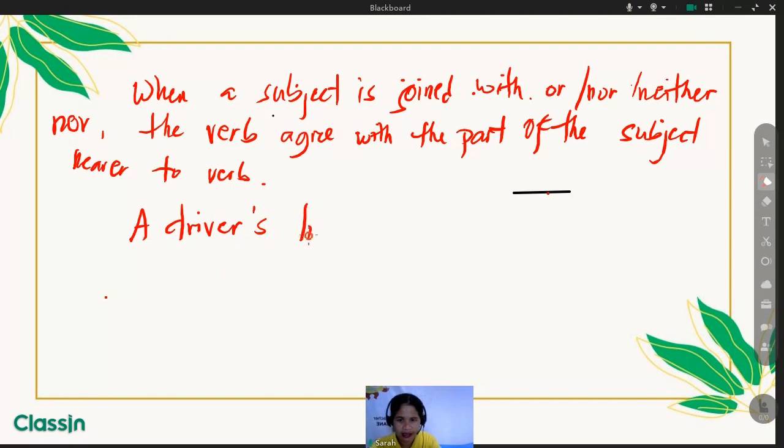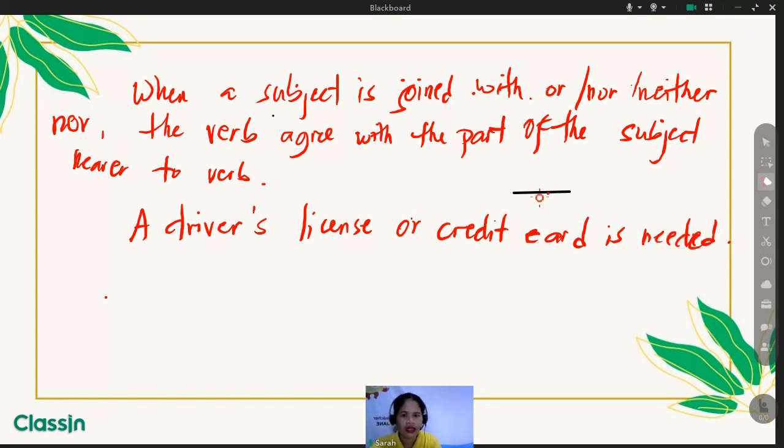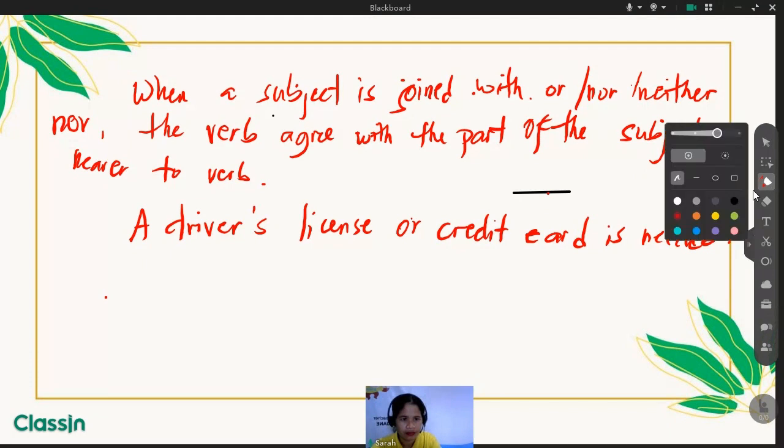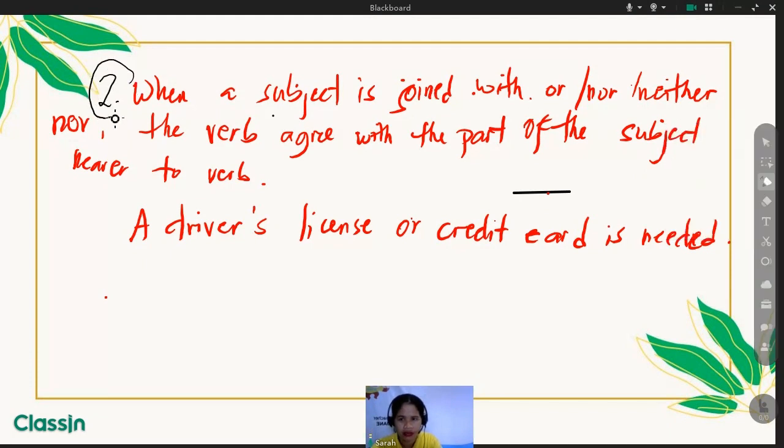a driver's license or credit card is needed. Okay, needed. So there, it says here, this is the second rule.